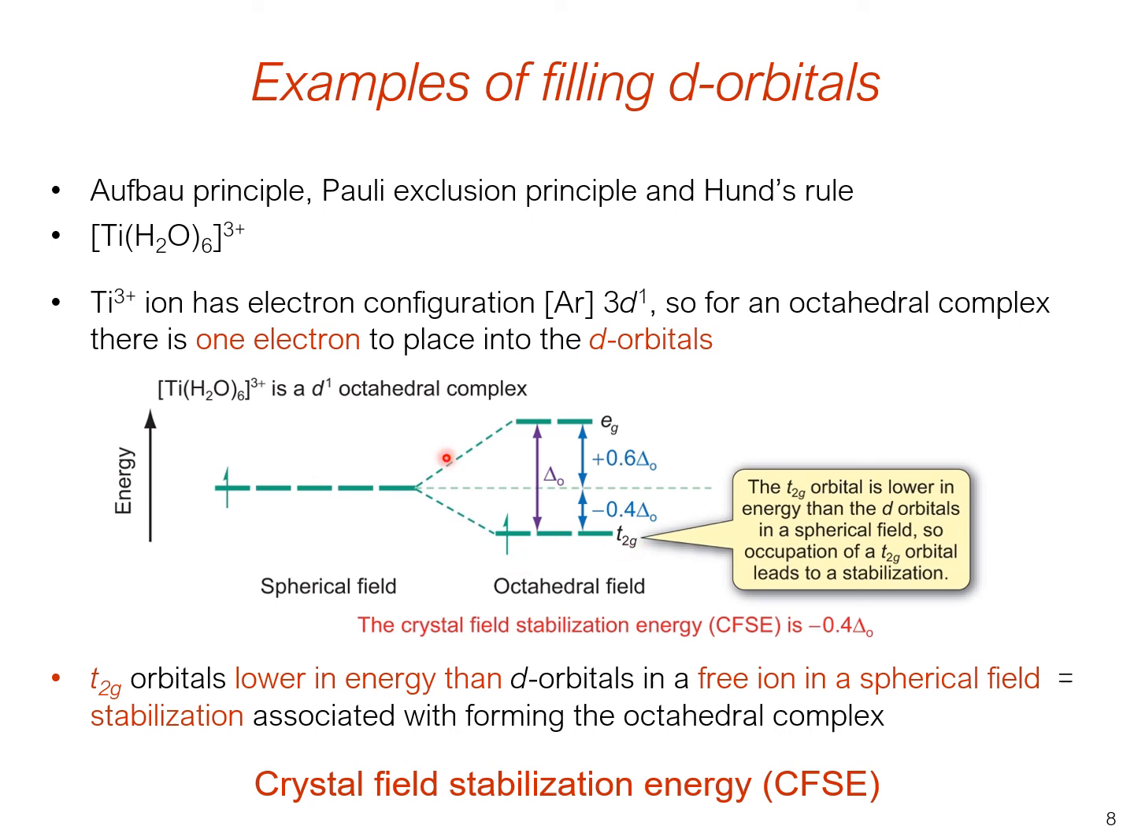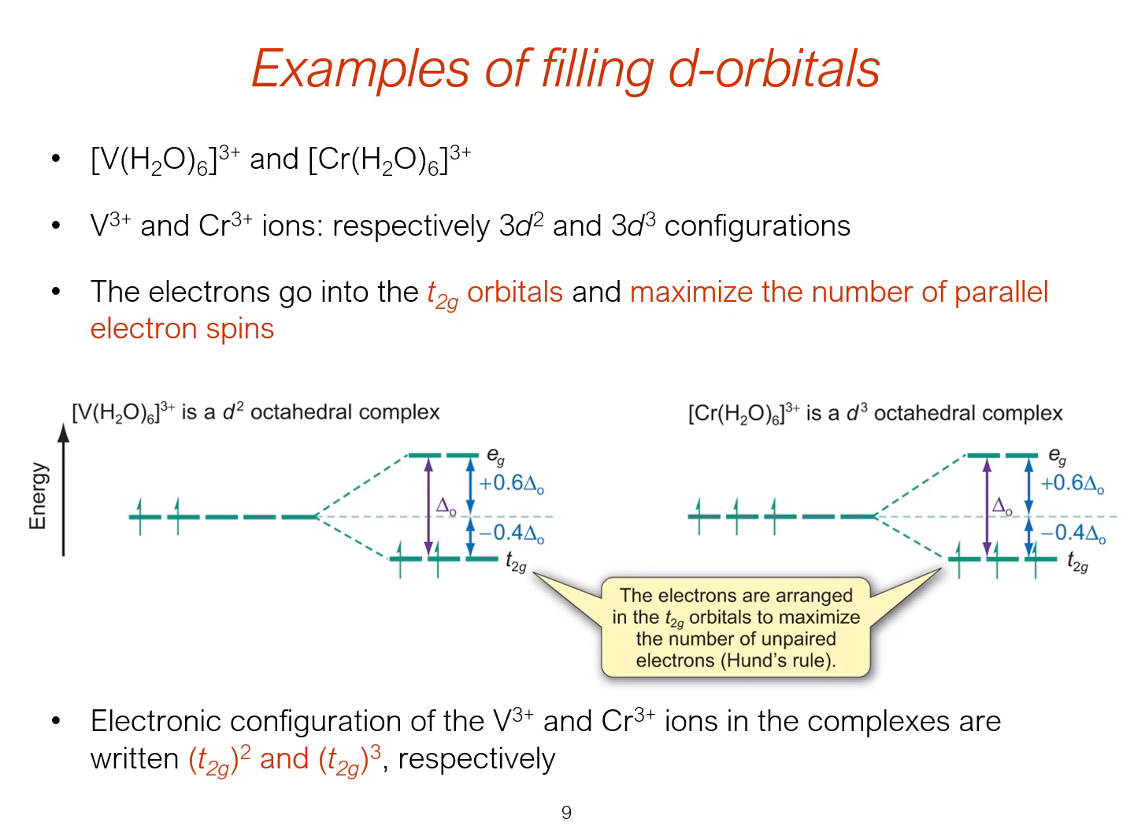Because this t2g orbital is lower in energy than it was in a spherical field, like before it made the complex, this leads to stabilisation. And we can calculate this energy as just 1 times minus 0.4 delta O. So the crystal field stabilisation energy, CFSE, is just minus 0.4 delta O. This will be important when we're working out where electrons go and also what shapes they take. Let's take this with more complexes with more electrons, go through it and see what changes.